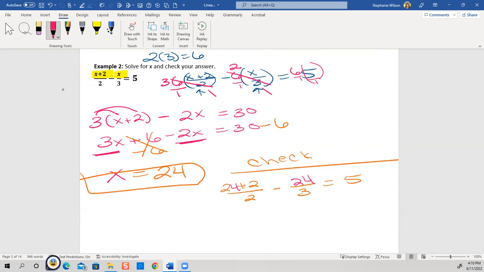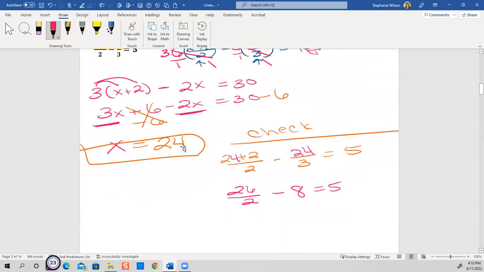All right, so now I got 24 plus 2 is 26 divided by 2, minus, well, 3 goes into 24 8 times. If you can reduce, I would. I see that 26 divided by 2 is 13. It reduces. 13 minus 8 is 5. Well, this is true. 5 is equal to 5, so true. 24 is my answer.